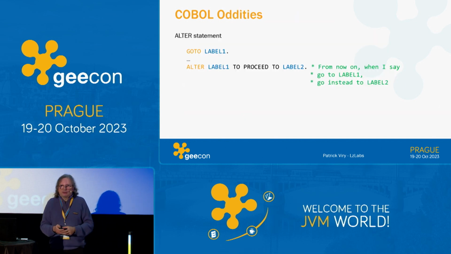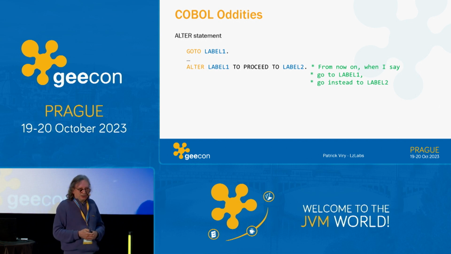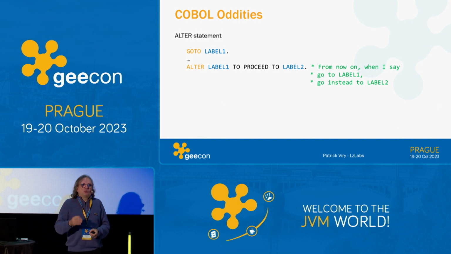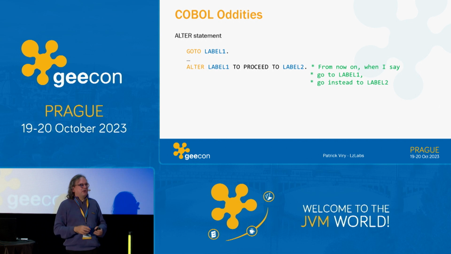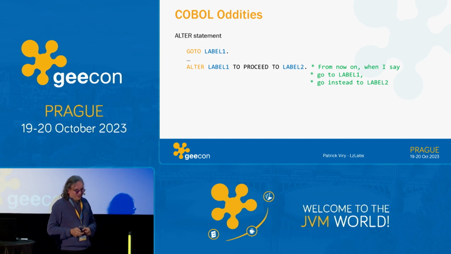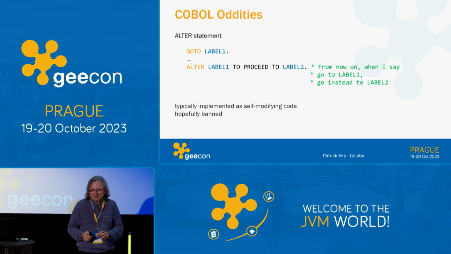So just for the fun of it, let's look at a few Cobol oddities. Cobol has an ALTER statement. So you can write a program where you say, go to label 1. And then later, you can execute the ALTER statement. And the ALTER statement says that, OK, from now on, whenever I say go to label 1, no, instead go to label 2. So hopefully it's not used anymore. I guess it's banned everywhere.